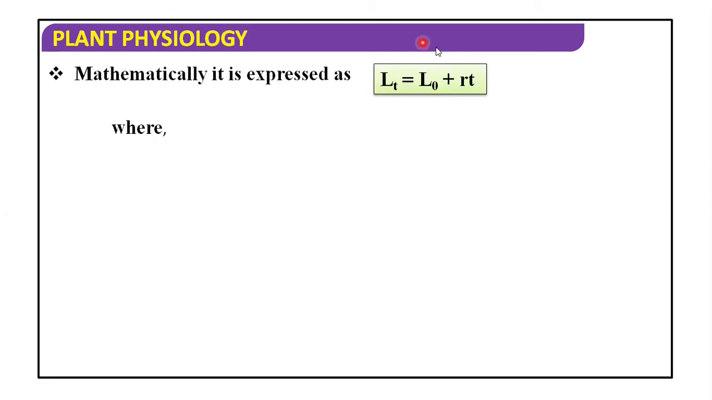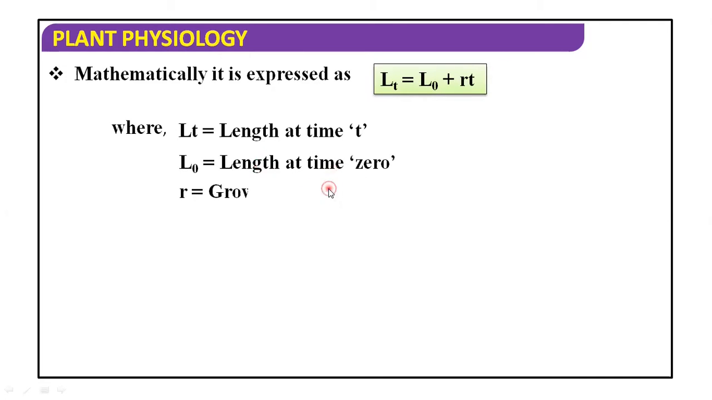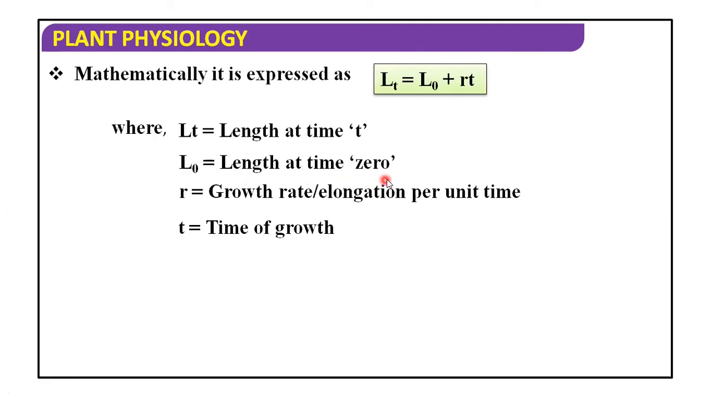It is expressed by using the formula Lt = L0 + rt. Now, what is the meaning of these symbols? Lt is the length at time t and L0 is the length at time 0. r is the growth rate. t is the time of growth.